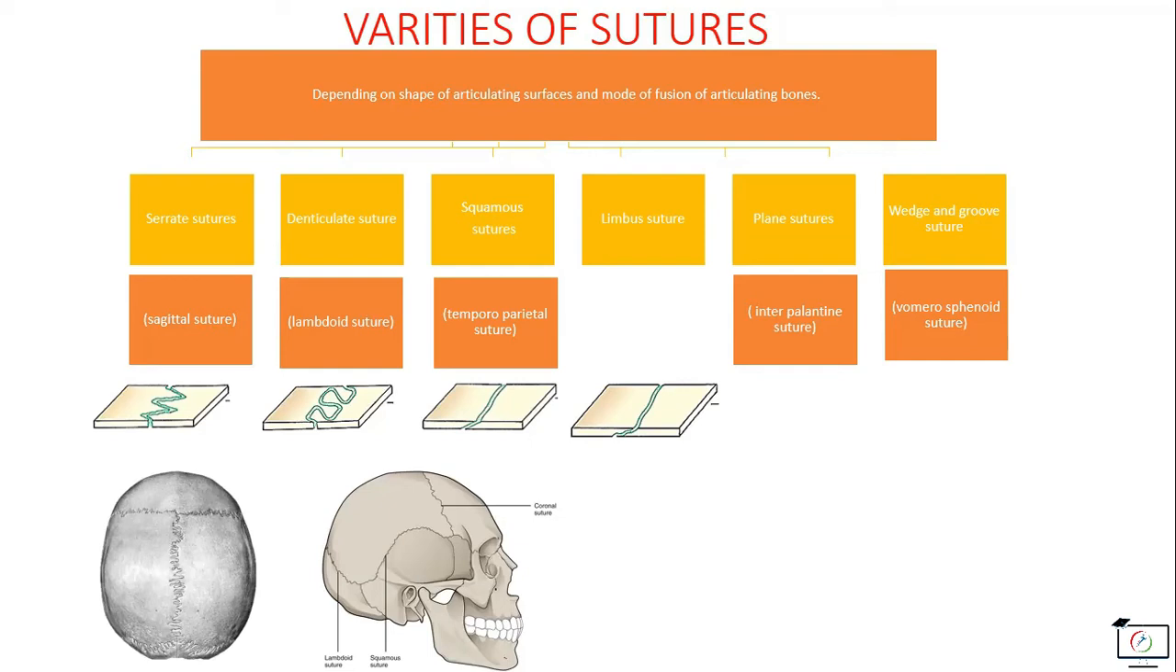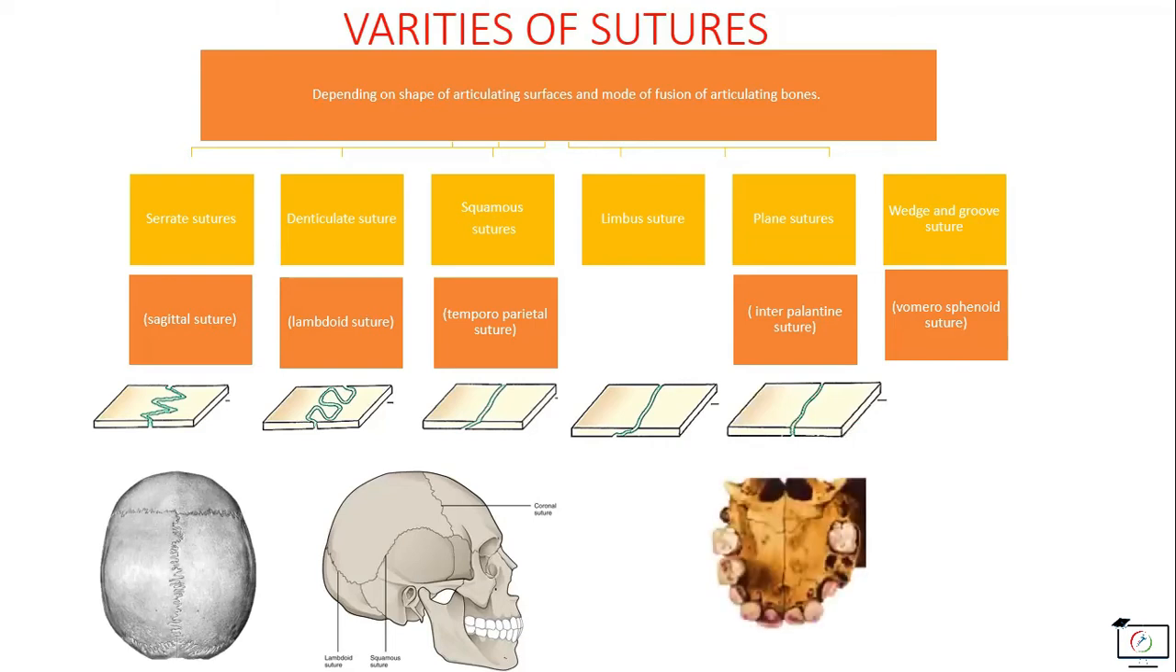The plane suture has flat articulating bony surfaces. The example is the interpalatine suture. The schindylesis, or wedge and groove suture, has a wedge and a V-shaped groove. The example is the sphenovomerine suture.